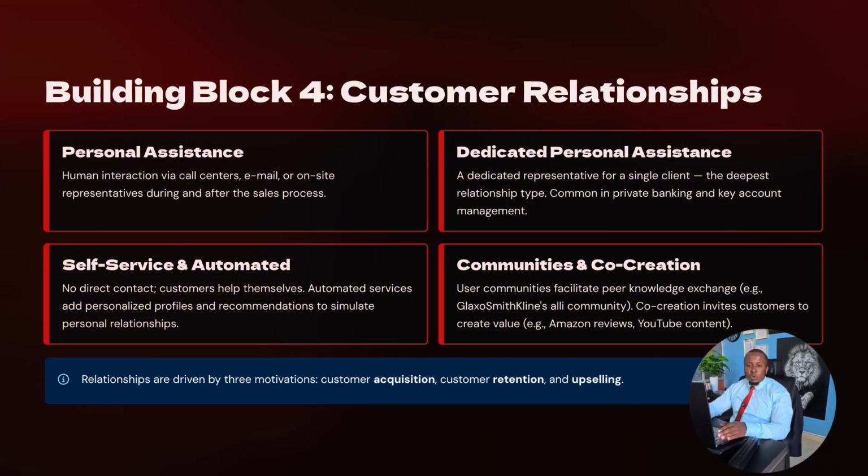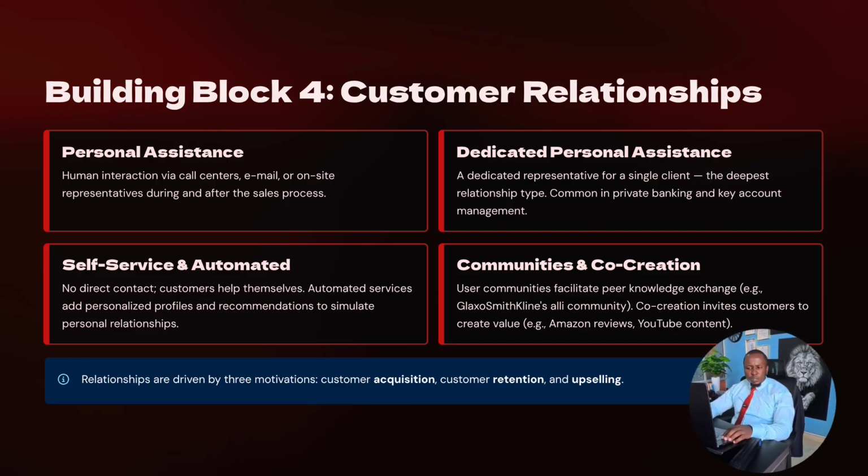We also have communities and co-creation. Now, in this particular customer relationship, you find user communities facilitate peer knowledge exchange, and co-creation invites customers to create value, where customers themselves can provide, let's say, reviews or content, in the case of things such as video platforms or social media platforms.